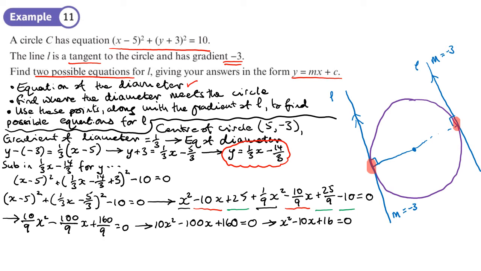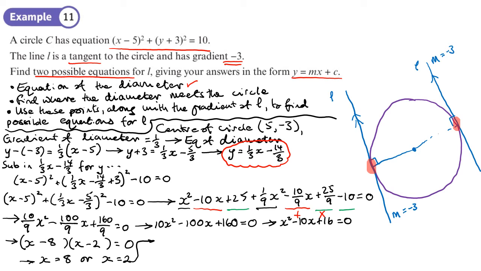So two numbers that multiply to give me 16 and add to give me negative 10. Those two numbers have got to be 8 and 2. So that will factorize to give me x, let's think, negative 8, negative 2. So the solutions are x equals 8 or x equals 2. Right, so what we've got now is the x coordinates where the line meets the circle, or the points on the tangent, those two red dots that I've marked.